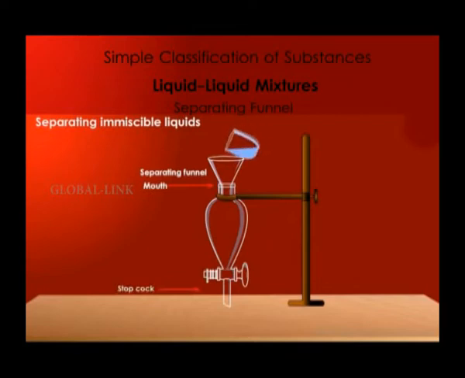The mixture is put into the separating funnel, placed on a stand. It is allowed to stand for some time. The two liquids form two distinct layers, with the lighter liquid coming to the top and the denser one at the bottom. The stopcock is then opened and the bottom liquid is drained. Then the top layer is removed into another beaker, so the mixture is now separated.